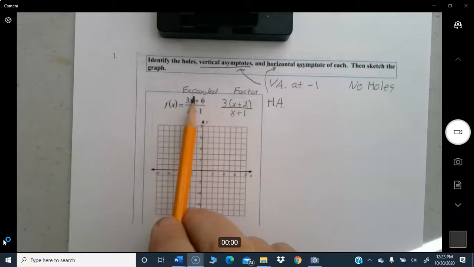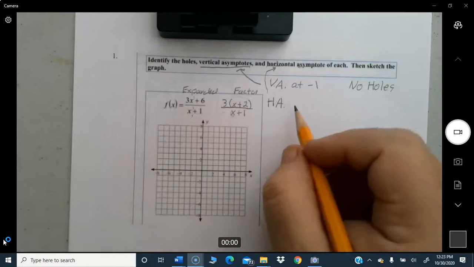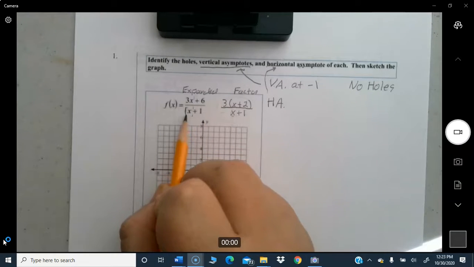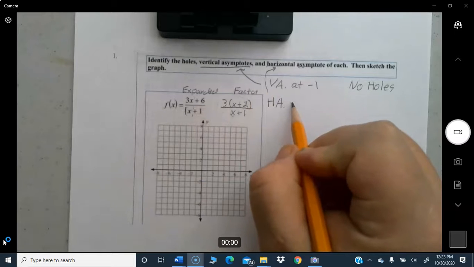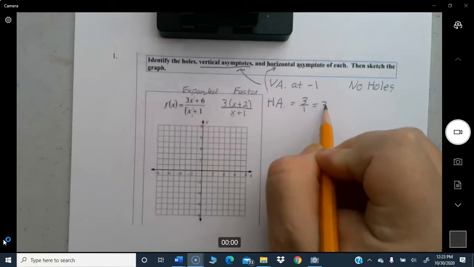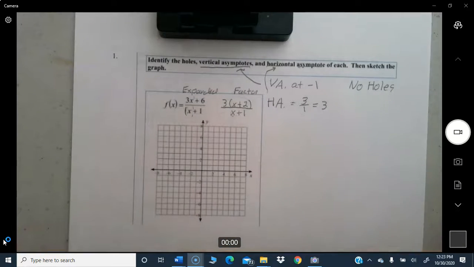This is a 3x to the first, and this is an x to the first. So they both have an exponent of 1. That means the degree is the same. So what you do then is you take the coefficients, and I'll go ahead and write a coefficient there of 1. So you have a coefficient of 3 over a coefficient of 1. So you have a horizontal asymptote at 3. So let's go ahead and find out where those are.